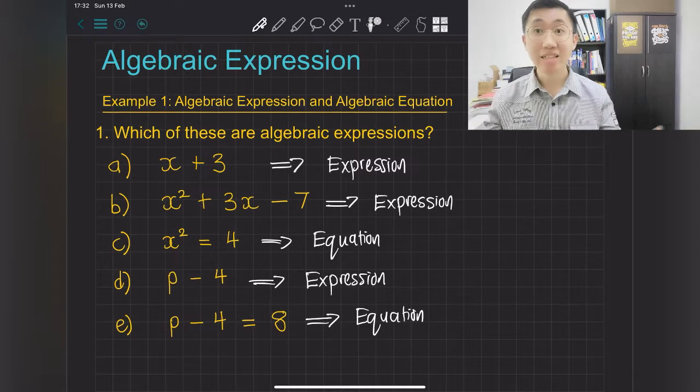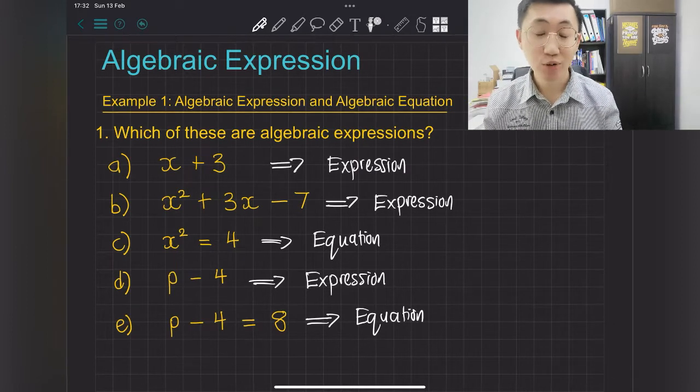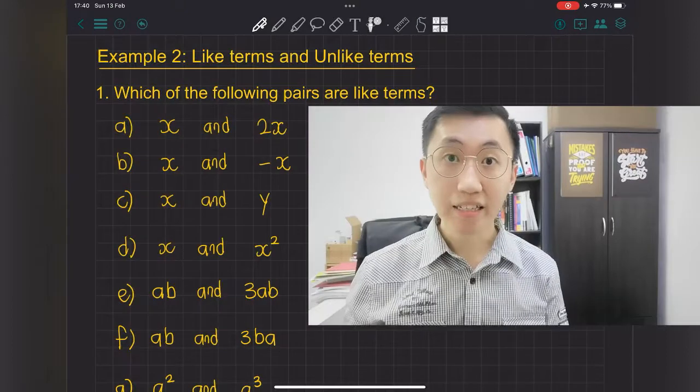Cool. This is example 1. So that's the answer for you. Make sure you know how to see algebraic expression, because we'll be learning how to simplify them very soon. Follow the class. Okay, example 2.